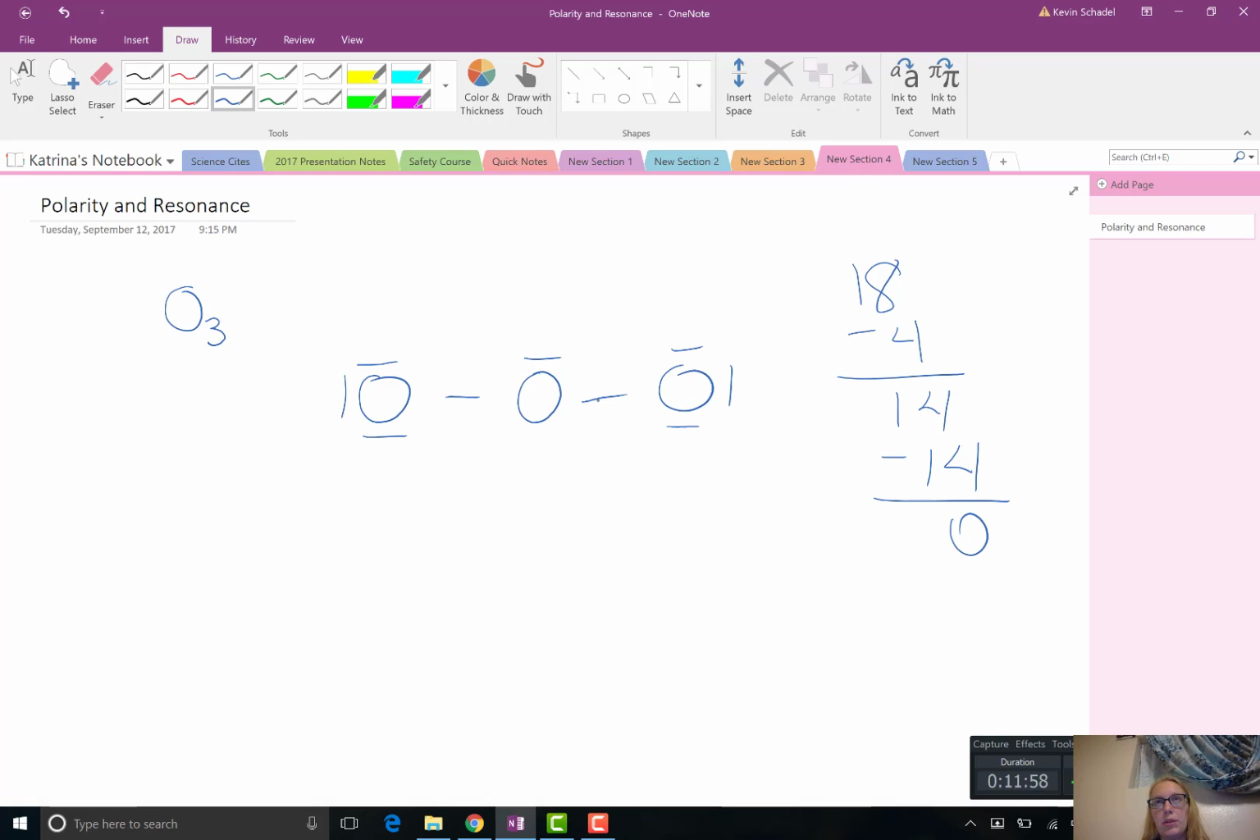Well, one option. I need to move an electron pair from being a lone pair to being a double bond. And now all of my atoms are going to be satisfied. I have 2, 4, 6, 8 for this oxygen, 2, 4, 6, 8 for this oxygen, 2, 4, 6, 8 for this oxygen. Unfortunately, or fortunately, there's a secondary structure that's viable.